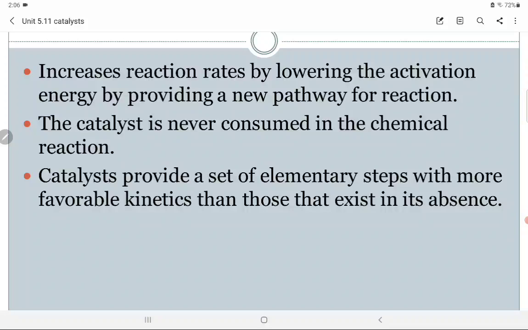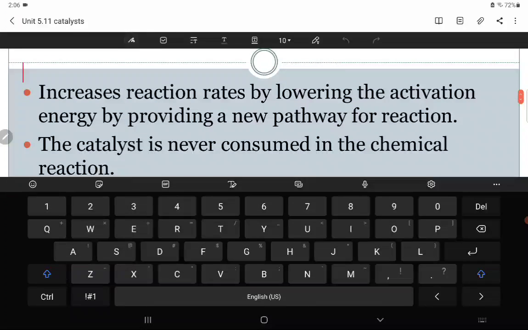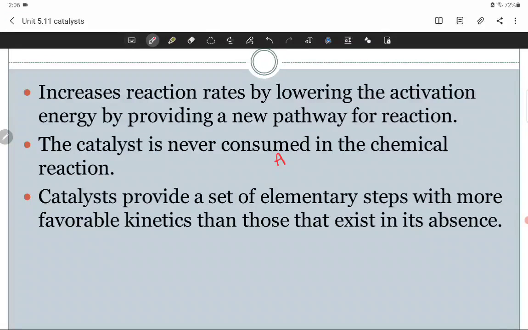Catalysts are never consumed. So again, they are reactants in maybe a step one, and then maybe they're a product in step two. So they cancel out. They're not in the overall reaction, but they're still in these two elementary steps.